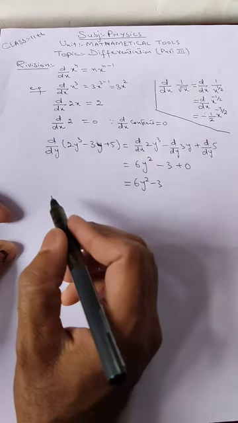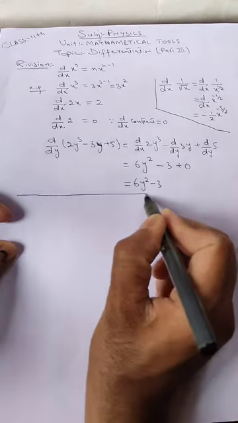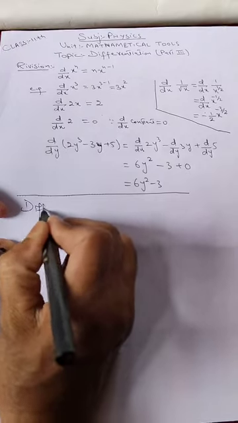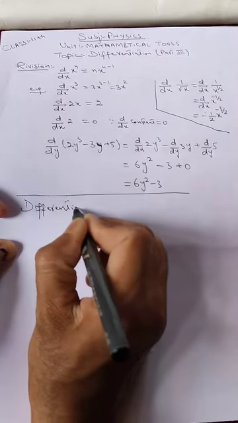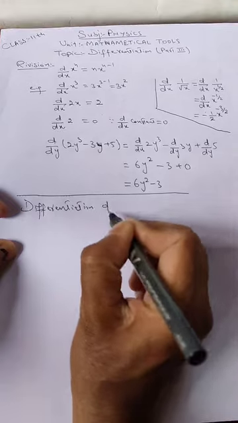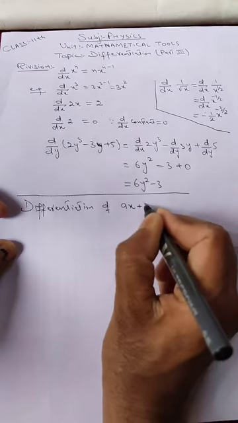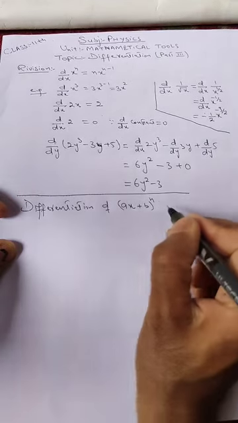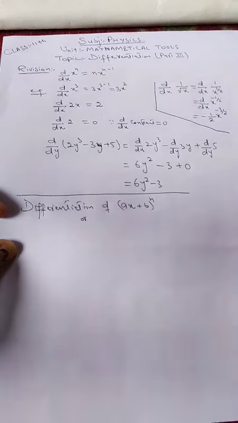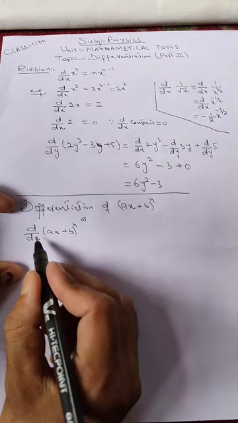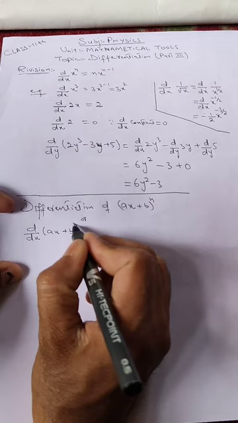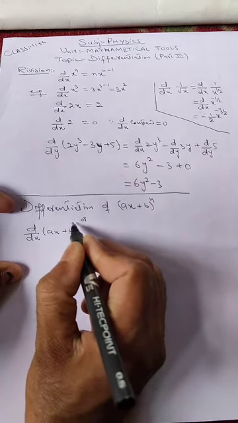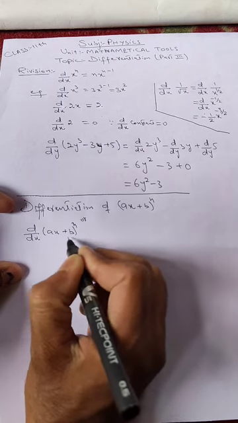Now is today's topic. Here it is the differentiation of (ax + b)^n. I may write d by dx of (ax + b)^n. See, this whole thing is the function which we have to differentiate, and this is the power.